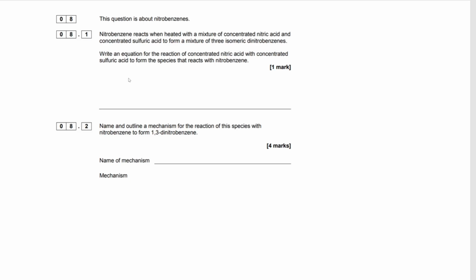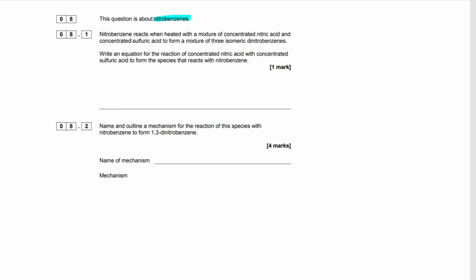Okay guys, this is going to be a real quick video on electrophilic substitution mechanisms. This is under the Aromatic Chemistry topic, which is on the advanced spec for paper 2. This is from an AQA past paper, paper 2 June 2017, so check it out if you want. I'm going to jump straight into this.